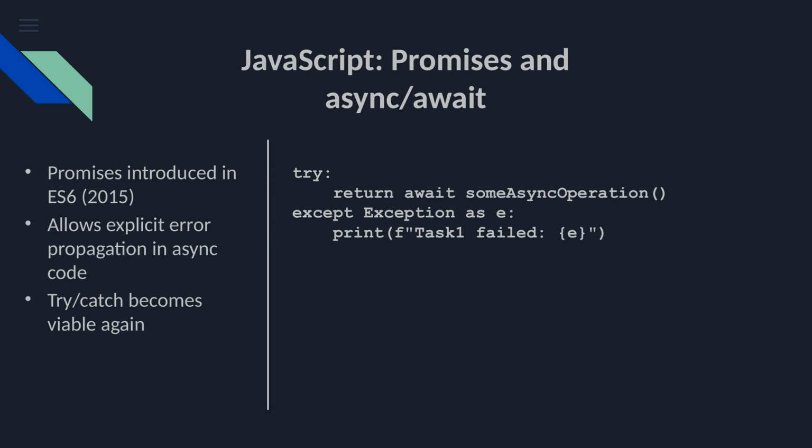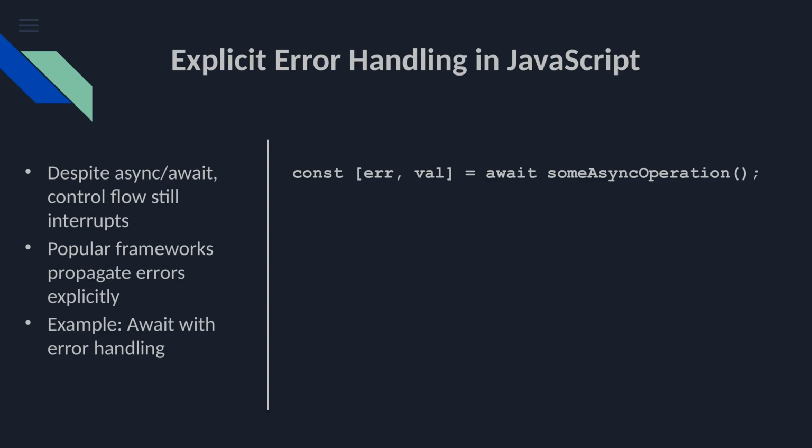With ES6 in 2015, JavaScript introduced promises and the await keyword. This allows for explicit error propagation in async code while writing it in a synchronous manner. This made try-catch a viable way to handle errors once again. Despite the advantages of async await, try-catch still interrupts control flow. Many frameworks continue to propagate errors explicitly, leading to cleaner and more straightforward code like this. In our opinion, this will likely be the de facto way of error handling in JavaScript moving forward.